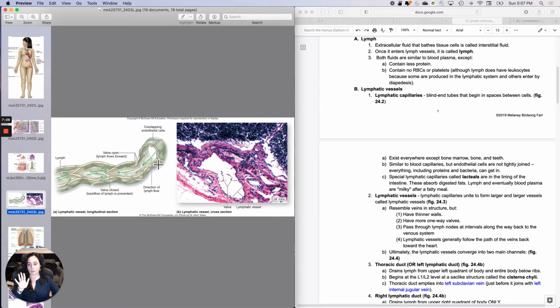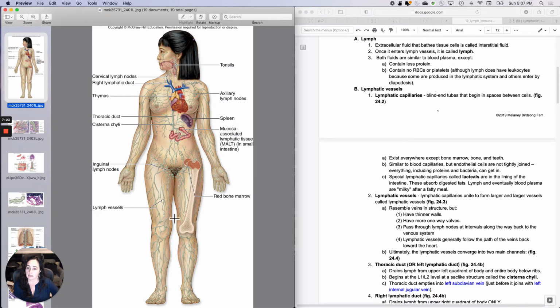That's because they're lower pressure, and so you are really going to have to prevent backflow in these very, very low pressure vessels. They are going to lead up toward the subclavian veins. All of these are going that direction. And then they are going to pass through lymph nodes, or multiple lymph nodes, on their way. They are generally going to follow the path of most vessels back toward the heart. They're not dumping into the heart, though. They're dumping into the subclavian veins.